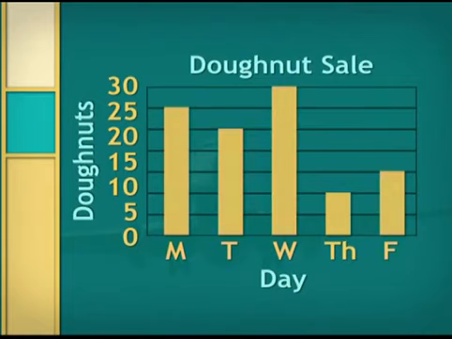Now, on which days were more than 2 dozen donuts sold? More than 2 dozen donuts. That would be Monday and Wednesday. 2 dozen donuts is 24 donuts. 12 times 2 is 24. So Monday and Wednesday are the only days where more than 2 dozen donuts were sold.